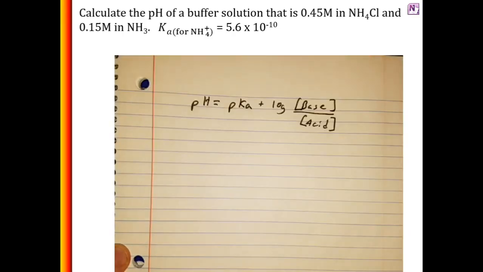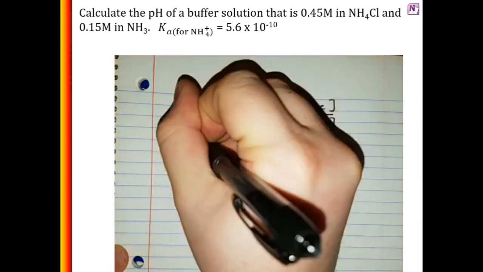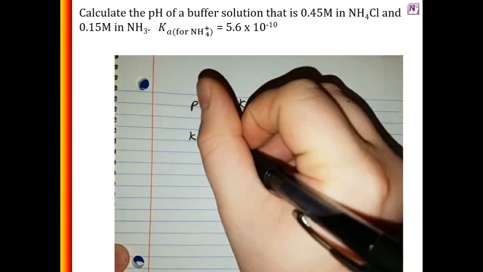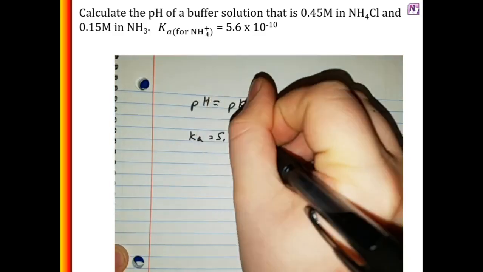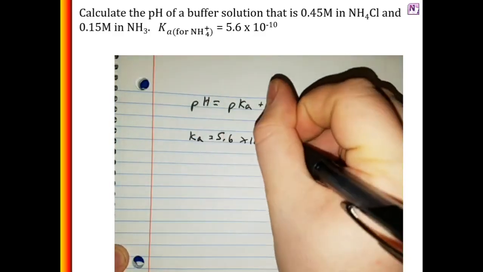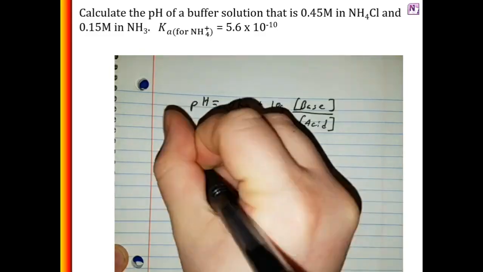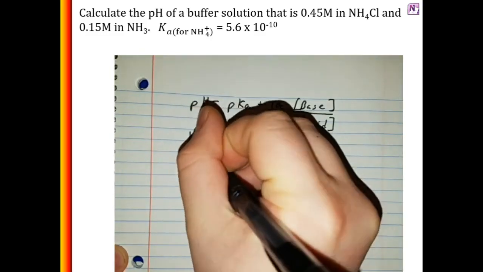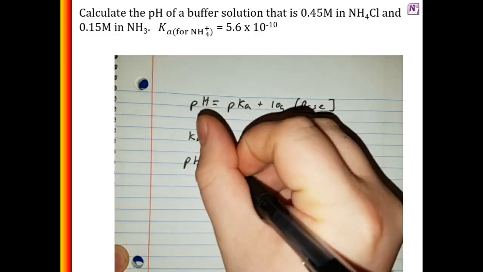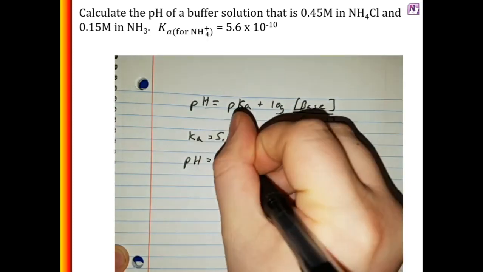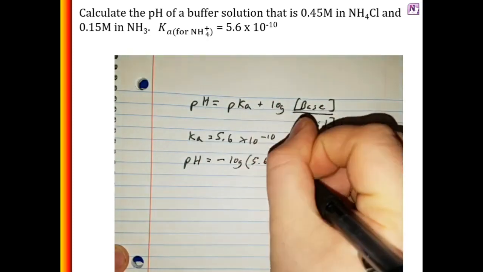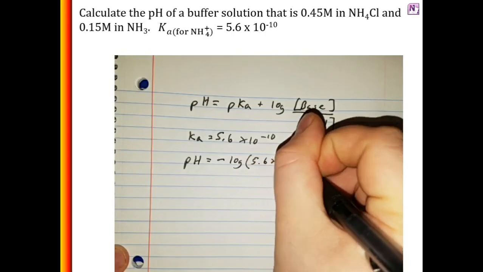Now we just have to plug in what we know, and they also give us a Ka. So Ka is equal to 5.6 times 10 to the minus 10. We're looking to calculate pH, so we don't even have to rearrange the equation. All we have to do is plug in what we know. Minus the log of our Ka will give us our pKa. You can solve it and then plug it in if that's more comfortable for you, or you can just write it out like this. Plus the log.